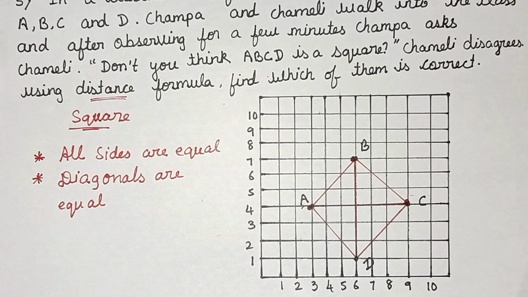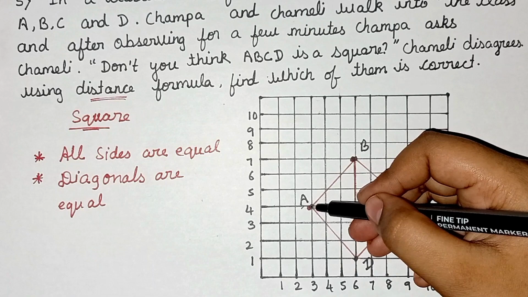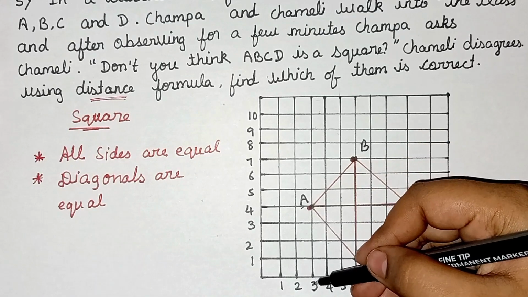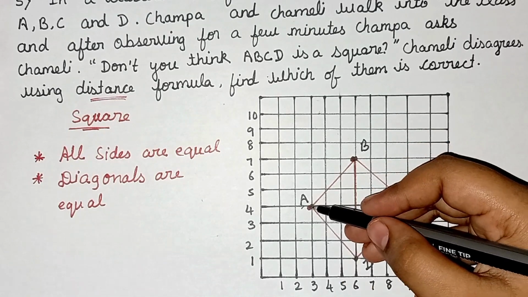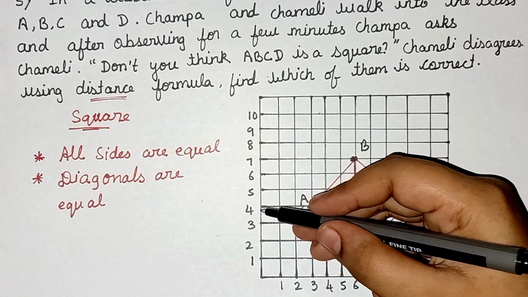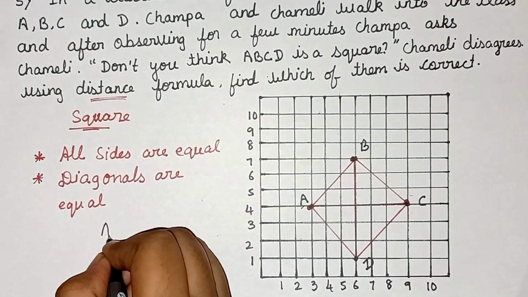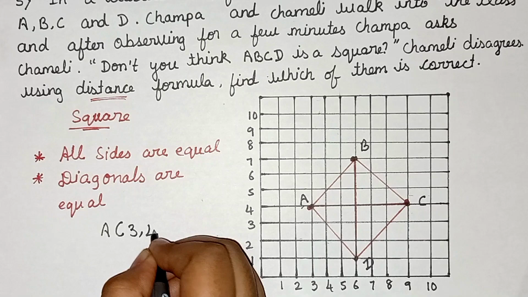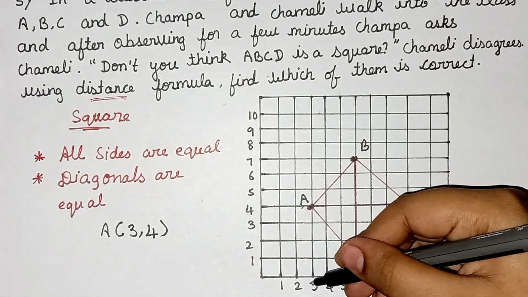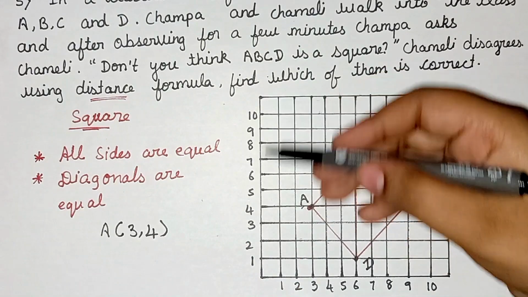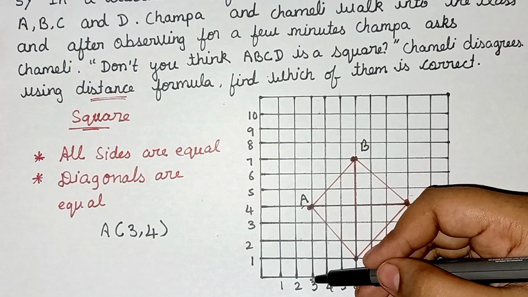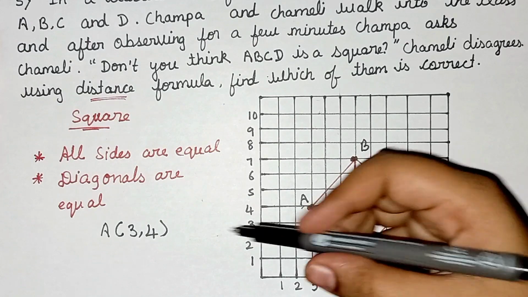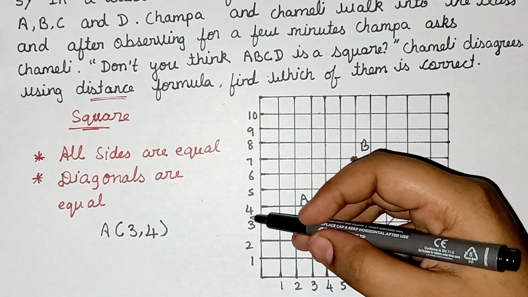Look carefully, A is right over here. When you come down, we have the value 3 and when you go straight, we have 4. So the value for A is (3, 4). First we have to look at the x-axis. This is the x-axis and this is the y-axis. Here on the x-axis it was 3, that's why I took it as 3 and then 4.